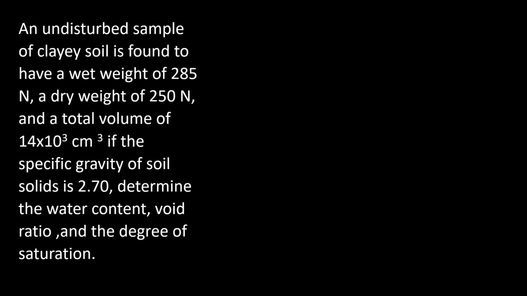So the first one, we have to calculate for the water content. Second, the void ratio. And for the last one, we have the degree of saturation. As we can see, upon reading this problem, we have lots of given. First, we have the wet weight, which is amounting to 285 newtons. But of course, we have also the dry weight of 250 newtons and total volume. We have 14 times 10 to the third power cubic centimeters, and of course the specific gravity of soil as 2.70.